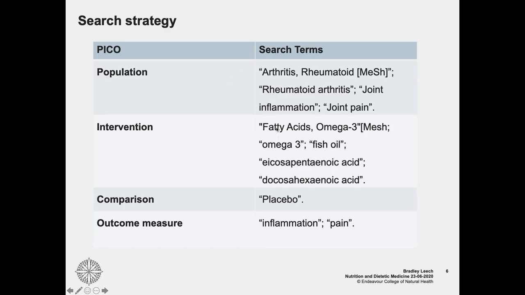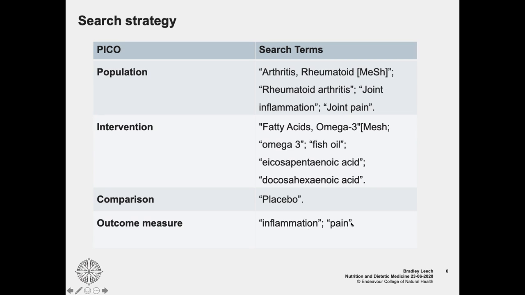The intervention group will utilize the MeSH term fatty acid, comma, omega-3. We'll also search omega-3, fish oil, EPA, and DHA. The reason why we're having these additional terms in addition to the fatty acid omega-3 MeSH term is, as you would remember, EPA and DHA and even fish oil did not fall under that category of fatty acid omega-3 MeSH term. Our comparison will be placebo. Our outcome measures will be inflammation and pain.